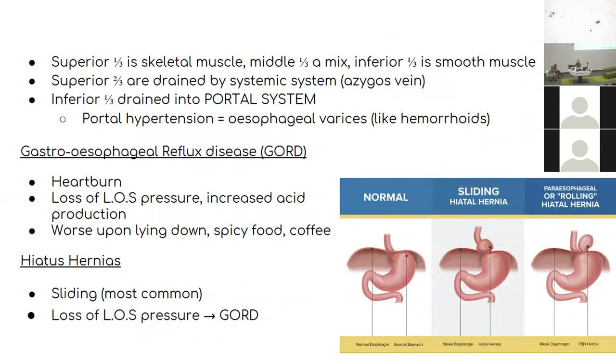And just drilling that in, that's when you get your esophageal varices, because you can have the backlog of blood in portal hypertension, and it's just kind of like, think like hemorrhoids but the esophagus. Some conditions to be aware of, so GORD, commonly known as heartburn, it's when you've got the loss of the integrity of the lower esophageal sphincter and you get the acid and the contents of the stomach refluxing back up. It'll be worse upon lying down, having spicy food and coffee.